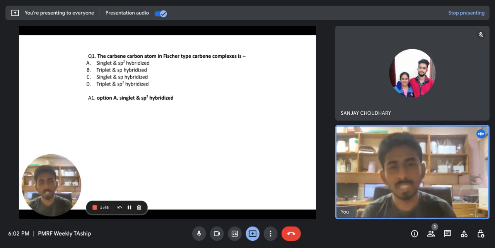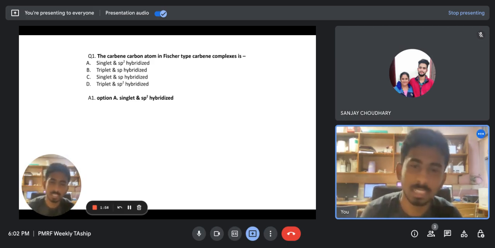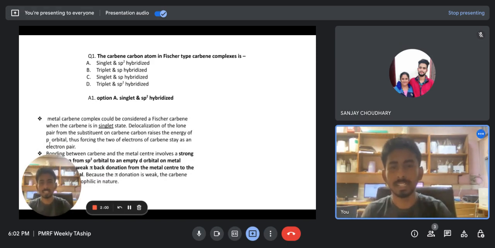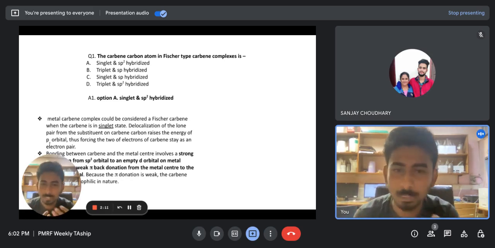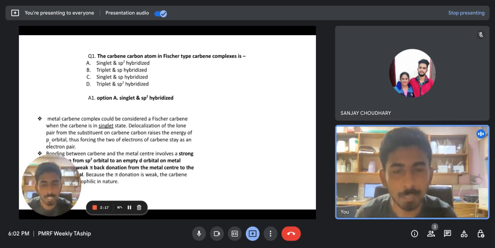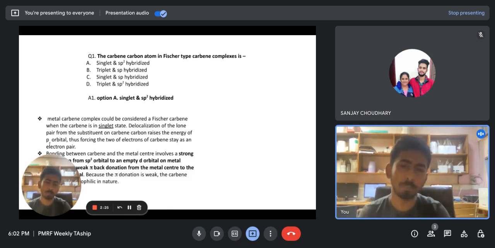So we shall briefly discuss these Fischer type carbenes. Then you can understand how they act as singlet species and how they are sp2 hybridized, that is, planar. Metal carbene complexes could be considered Fischer carbenes when the carbene is in its singlet state. Now, there is delocalization of the lone pair from the substituent on this carbon atom. The carbenes can be briefly termed as CR2 species, where R is any kind of attached moiety. R can be hydrogen, methoxy, chloride or fluoride. So different functional groups can be attached as R.